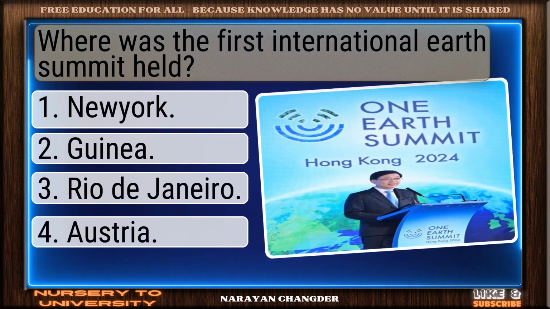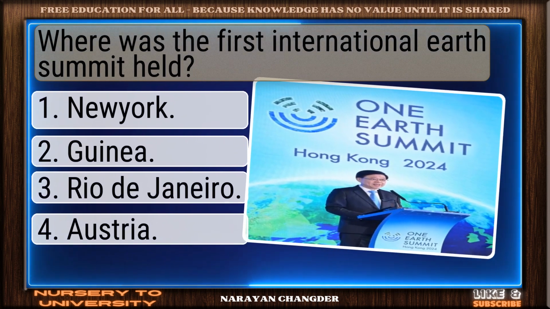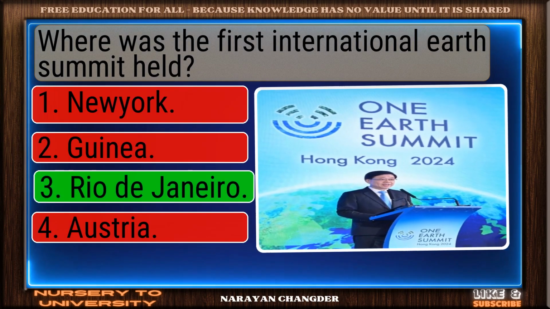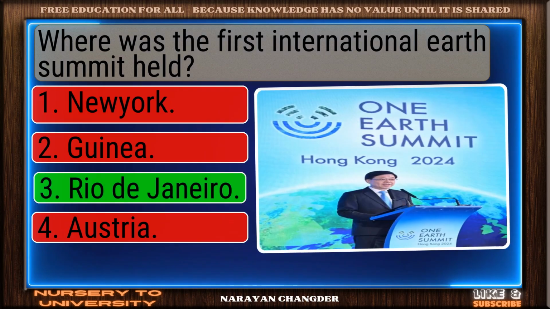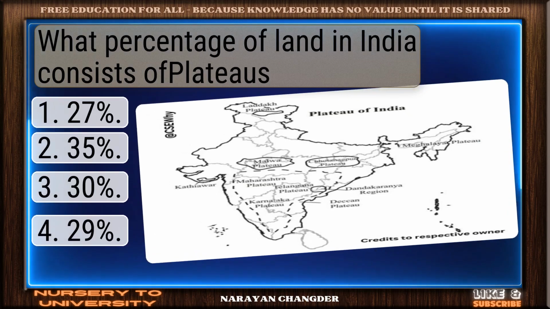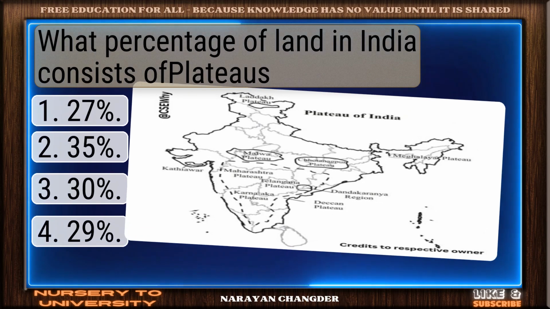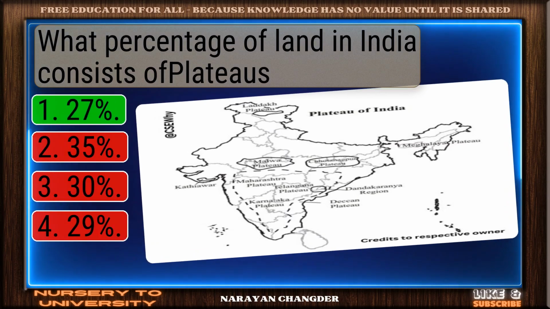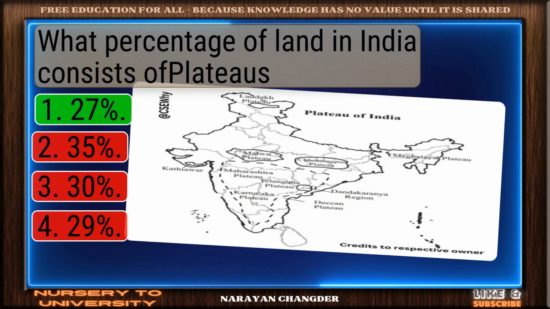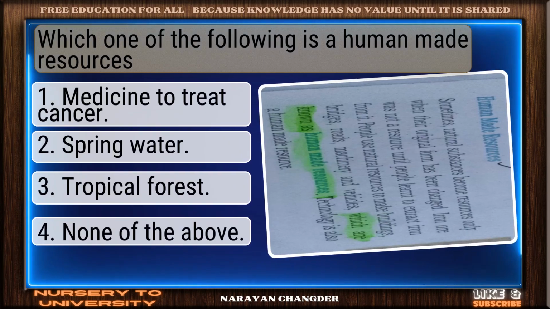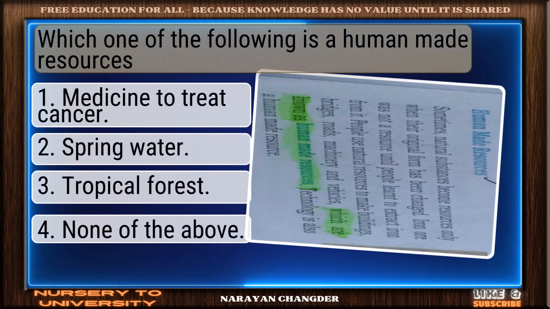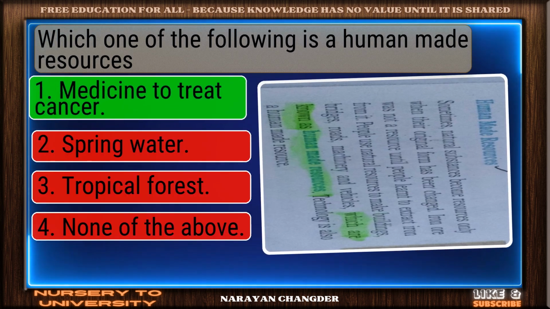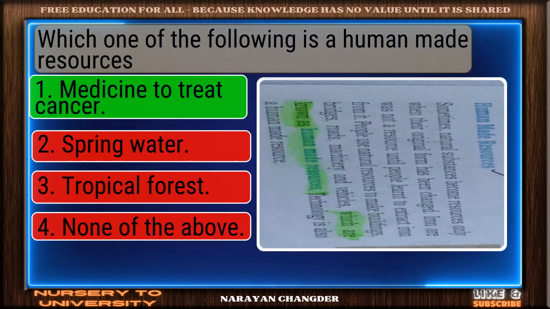Where was the first International Earth Summit held? Valid point. Rio de Janeiro is true. What percentage of land in India consists of plateaus? Great job. 27% is accurate. Which one of the following is a human-made resource? You chose medicine to treat cancer.